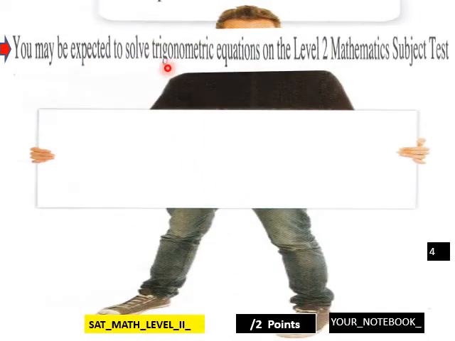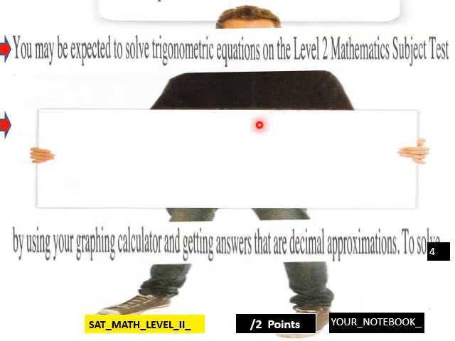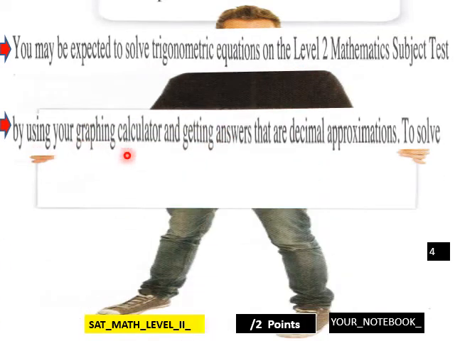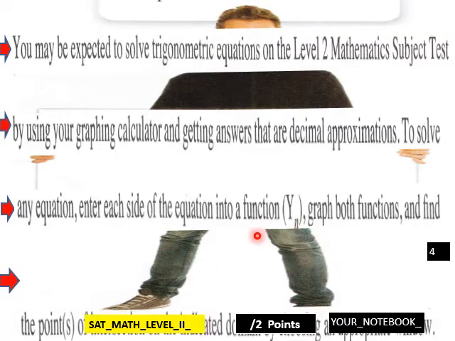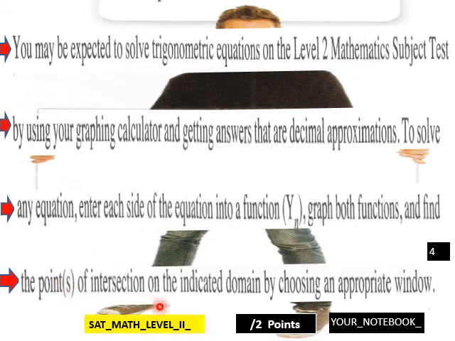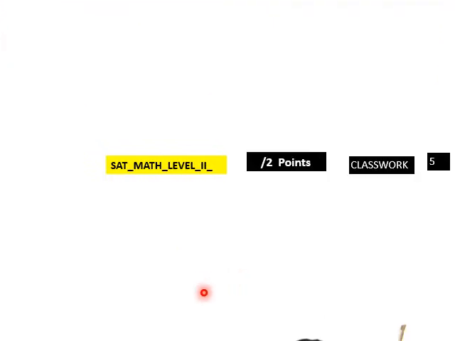You may be expected to solve trigonometric equations on the Level 2 Mathematics subject test by using your graphing calculator and getting answers that are decimal approximations. To solve any equation, enter each side of the equation into a function, y1 and y2, graph both functions, and find the points of intersection on the indicated domain by choosing a window.